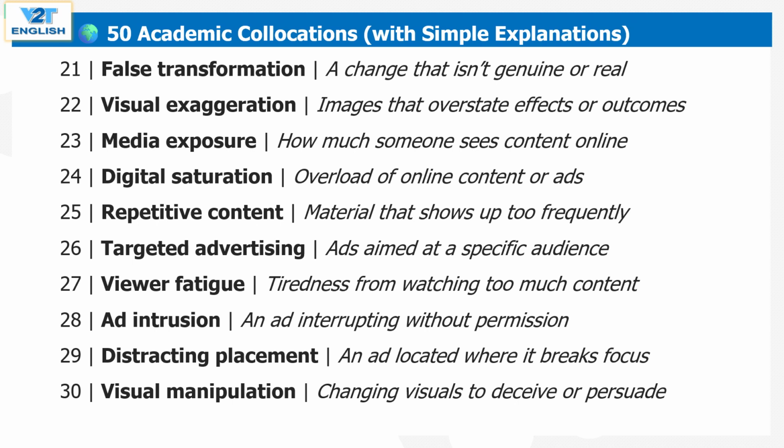21. False transformation, a change that isn't genuine or real. 22. Visual exaggeration, images that overstate effects or outcomes. 23. Media exposure, how much someone sees content online. 24. Digital saturation, overload of online content or ads. 25. Repetitive content, material that shows up too frequently.